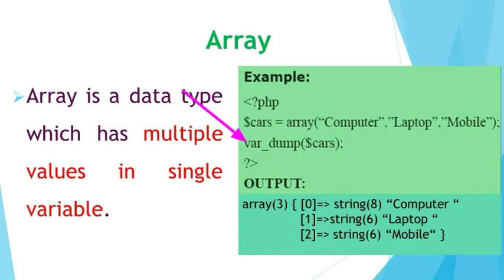Okay. See variable dump cars. So it will print the type and value of the given variable. See the output. How many elements are there? 3. So array 3. The first element is stored at the index 0. So 0 string. How many characters are there in computer? 8. And next, the first index value is laptop. So that value is what? 6. And mobile, that is also 6. This mobile is stored in the index value 2. Because array's index positions always start from 0. So the first element is stored in the 0th index value, and the second element is stored in the first index value, and the third element is stored in the second index value.